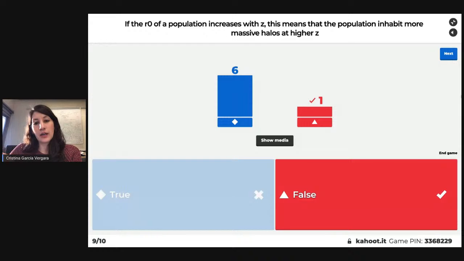that we will have a higher dark matter halo for higher R naught values. We can only say here that if the population has a higher R naught value at higher redshift, then the population is more strongly clustered, but we cannot translate that into mass that easily. We can only do that if we work at the same redshift, but not at a different redshift.